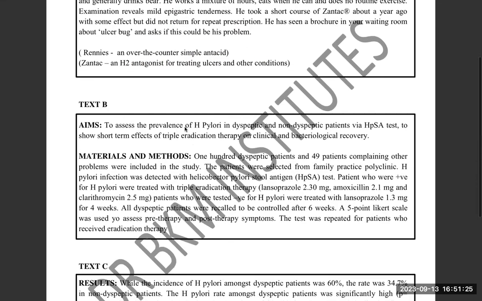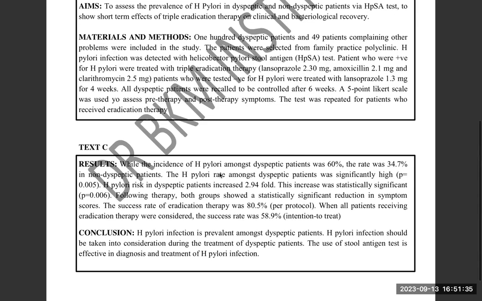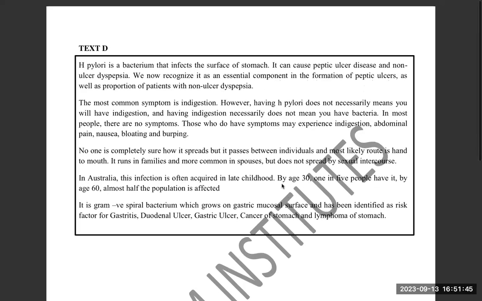Second paragraph, prevalence of H. pylori, this is methods and material. So I can read about the methods, triple eradication therapy, HPSA test. So these are the investigations. Then in text C, there are results and conclusion, stool antigen, this and that. Then I can go to paragraph D. It is a bacterium that infects the surface of the stomach, an essential component in peptic ulcers, indigestion. I'm just reading the keywords. Again, symptoms. Those who do have symptoms may experience indigestion, abdominal pain. So symptoms again are there.